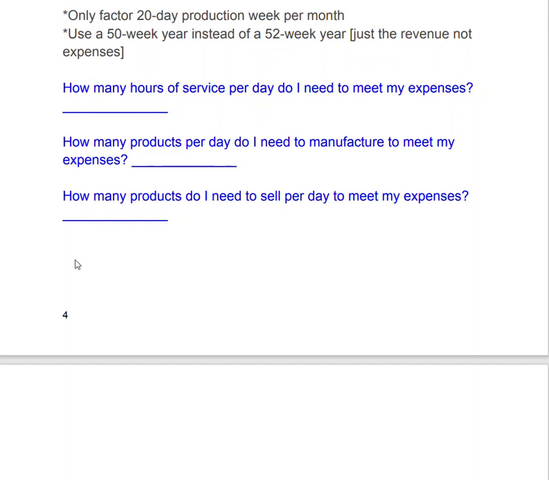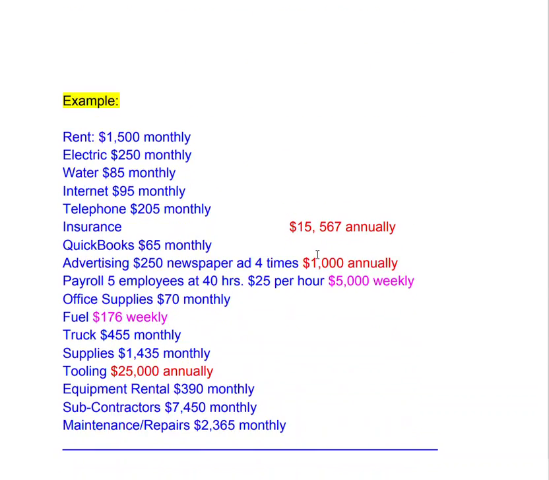All right, but it tells you, look at this. How many products do I need to sell per day to meet my expenses? How many products do I need to manufacture? On hand, and then sell. Key considerations. All right, now here's some example.